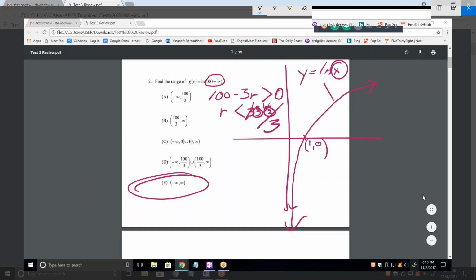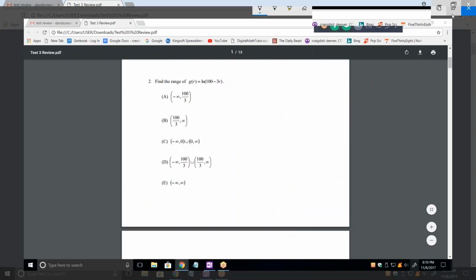So the range on most all log functions is going to be negative infinity to positive infinity. The only difference here is that it would be translated. In other words, I have a translation of 100 to the left, and I have a reflection. Nonetheless, it could look like that. It's still going from negative infinity to positive infinity. So the argument doesn't really matter.